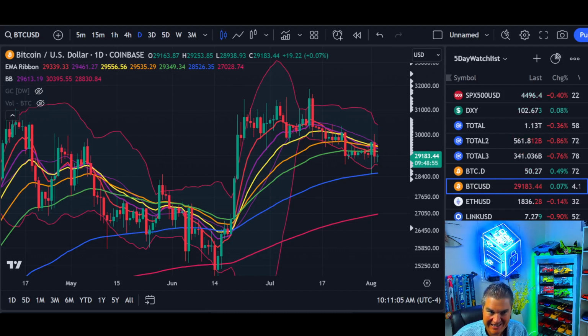Bitcoin update on the daily chart to start us off with. Then we're going to add in some Gaussian channels, some volume, and talk about that. We're going to look at upside targets and downside targets, both the bulls and the bears. That's what you should be doing. Always look at both narratives.